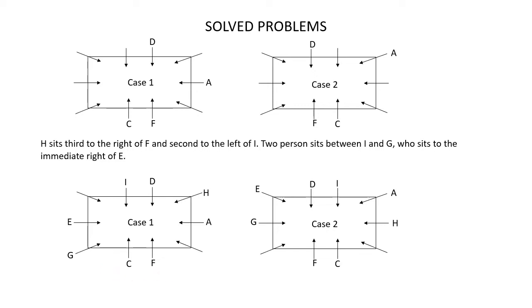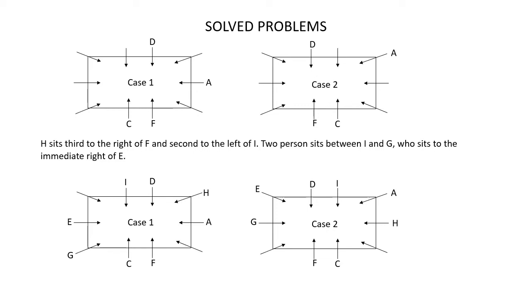Let's move on to case 2. H sits third to the right of F. So third to the right of F will be 1, 2, 3, this position. So H sits here. Mark H in this position. Also H sits second to the left of I. So clearly this has to be the position for I, so that H sits second to the left of I. So mark I here.